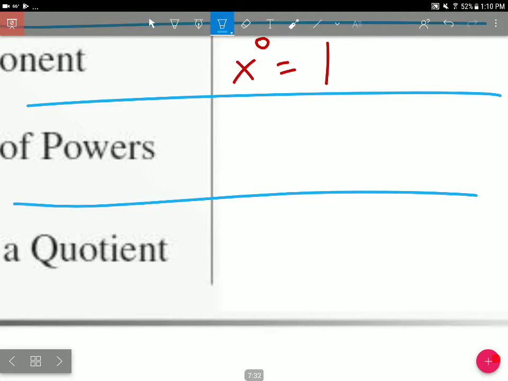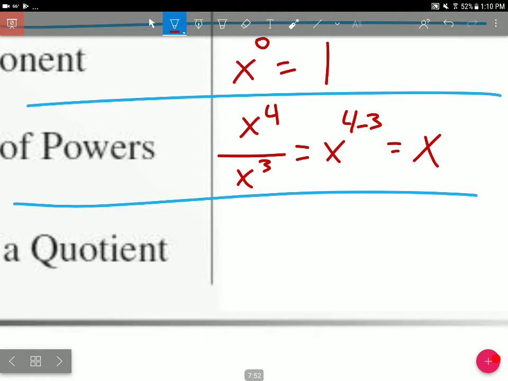Quotient of powers. Okay, what if you have something like x to the 4th over x to the 3rd? If we are multiplying those bases, we add the exponents, right? So if we're dividing the bases, we subtract the exponents. So that would be x to the 4 minus 3, which would be just an x. Remember, the 1 is understood. You don't have to write it, but it is there.